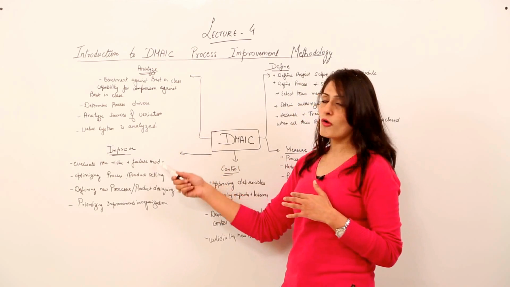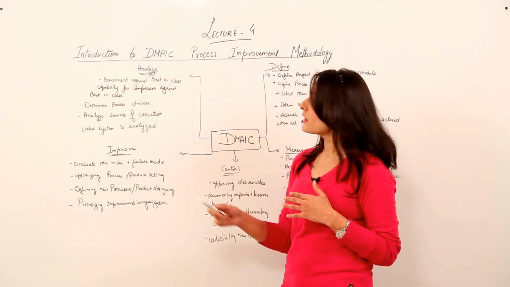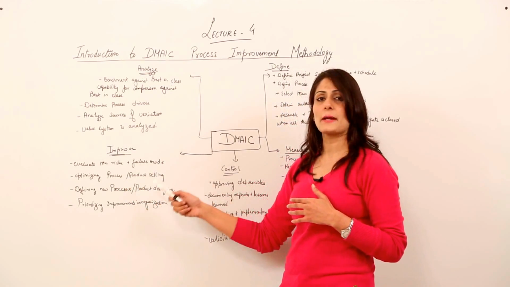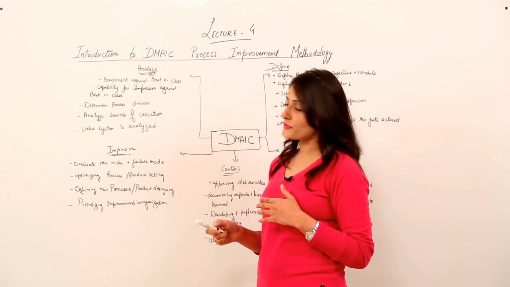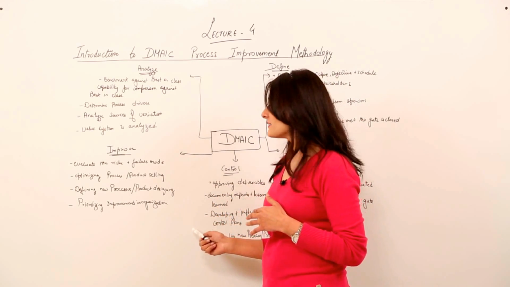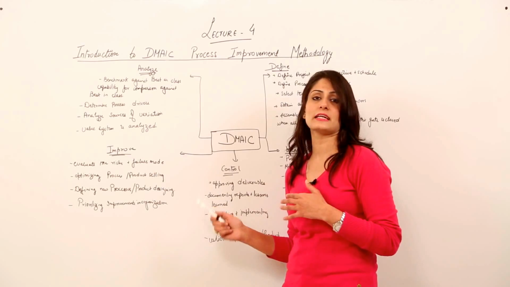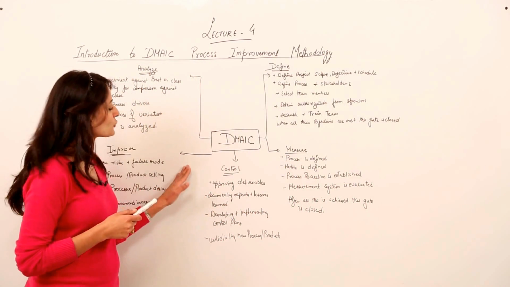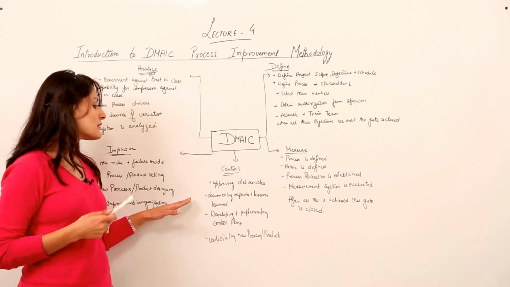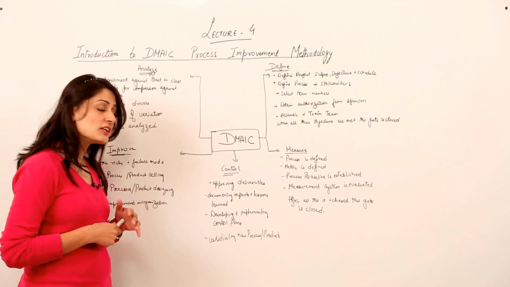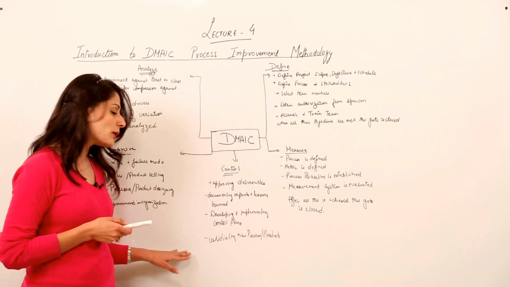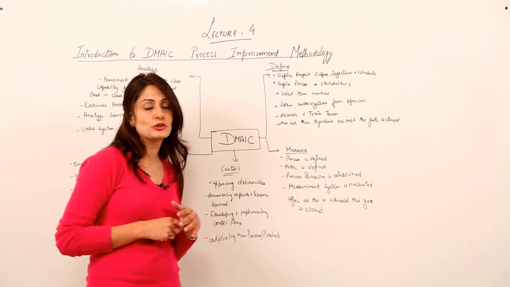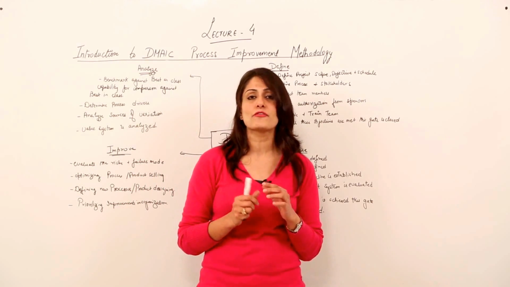Then we move to the fourth phase, which is the improve phase. Here we evaluate the risks and failure modes, optimize process and product settings, define new processes, products and product designs, and prioritize improvements in the organization. And then finally we move to our fifth phase, which is control. Here we approve deliverables, document reports and lessons learned, develop and implement control plans, and validate the new process or the product.